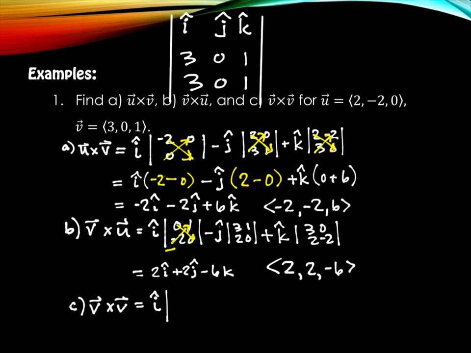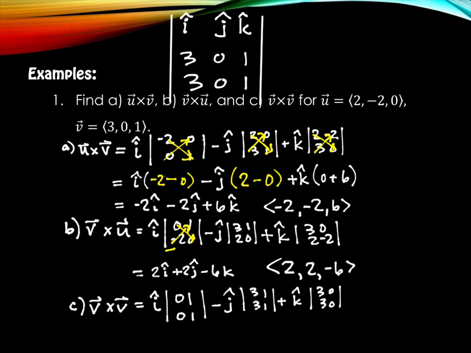And then what numbers are going to go into the matrix next to it? 0, 1, and then 0, 1. Yep, 0, 1, 0, 1. Minus j. What would go in the matrix next to it? 3, 1, 3, 1. And how about after k? 3, 0, 3, 0.